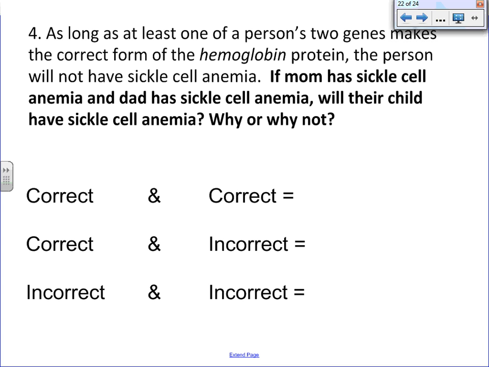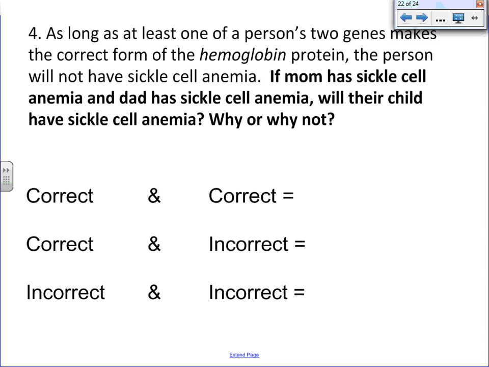Now, for each trait, you have two different genes, one from mom, one from dad. In this case, the question is saying if mom has sickle cell anemia and dad has sickle cell anemia, will their child have sickle cell anemia? Why or why not? Now, this is a two-step process. The first thing we need to do is figure out if sickle cell anemia is dominant or recessive, because it's going to be a different answer depending on which one it is.